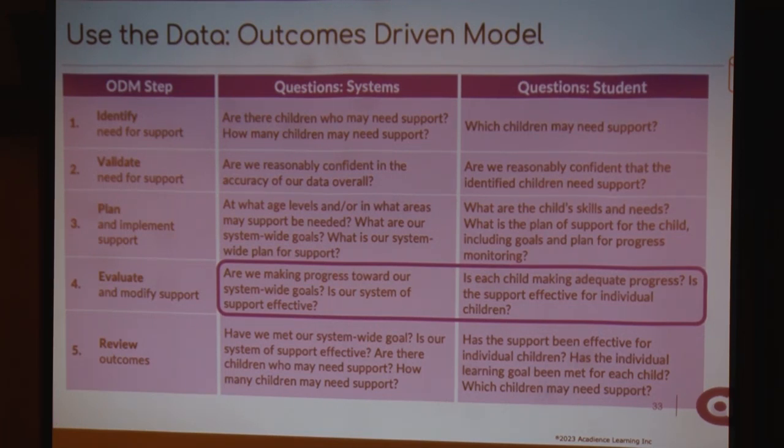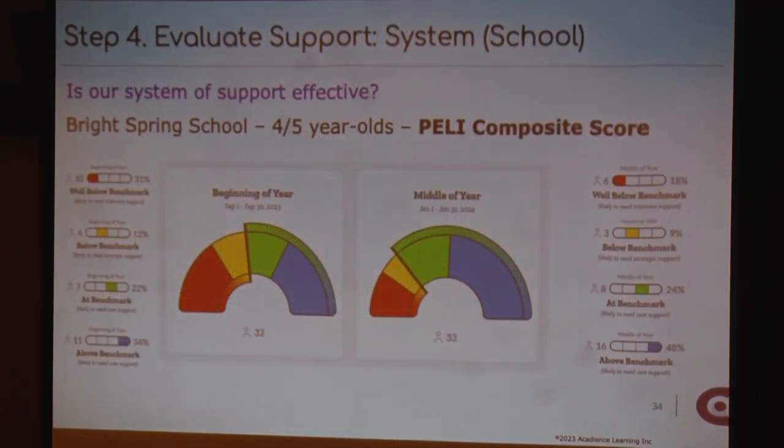And then for each individual child at the preschool level, are they making progress? At a systems level, we could look at our data from beginning of year to middle of year to end of year. What we want to see, similar to a pie chart, is less red and yellow, more blue and green, right? Just by eyeballing it, we can see that that is in fact happening here on the composite score. We do have more green, more blue.